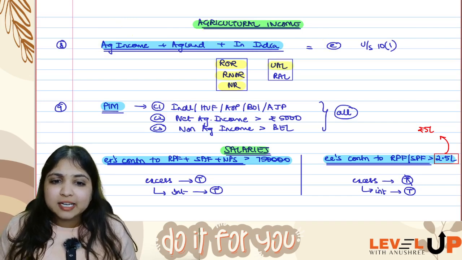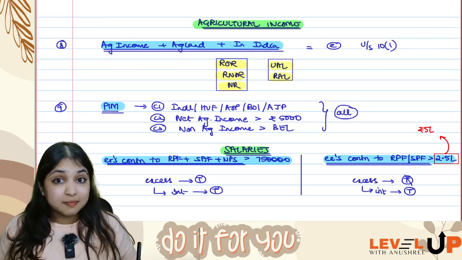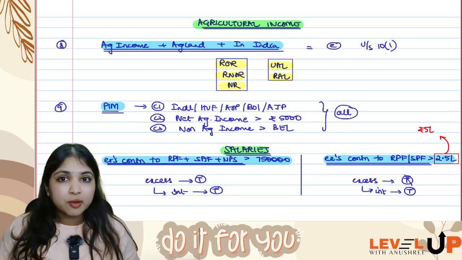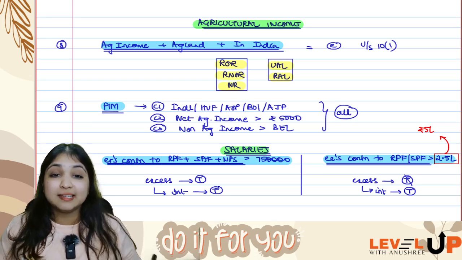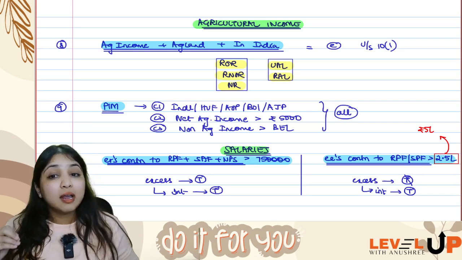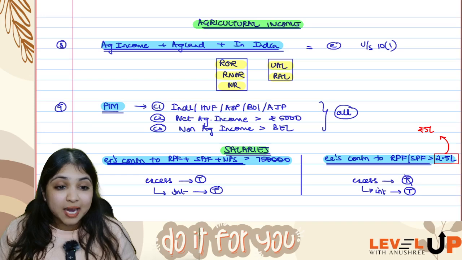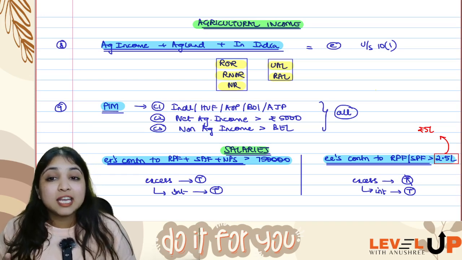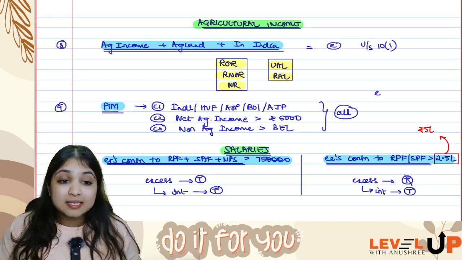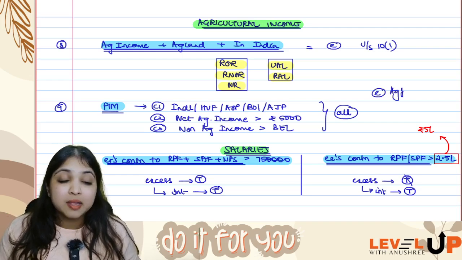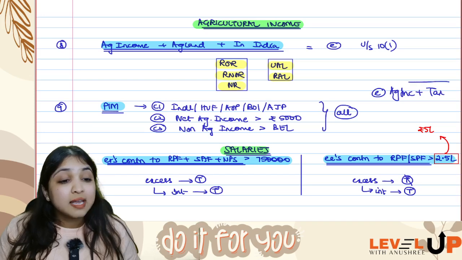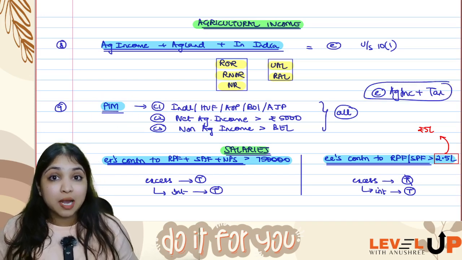Whether it is an urban agricultural land or rural agricultural land, it doesn't matter. Any agricultural income earned from an agricultural land in India is going to be exempt under section 10 clause 1. However, if your assessee is having exempt agricultural income, and they're asking you to compute tax, immediately the partial integration method will come to your mind.